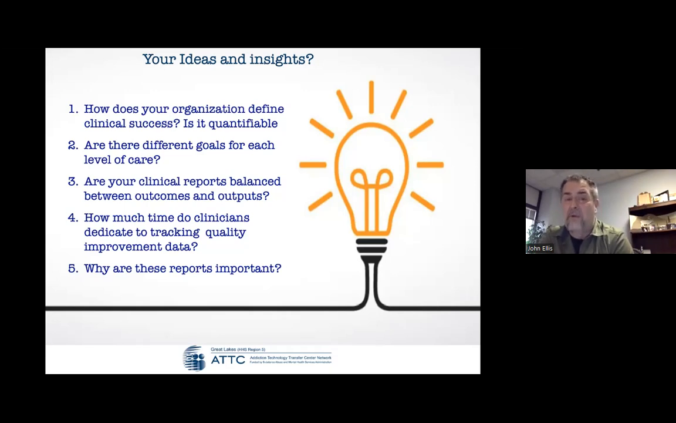So whenever we come up with an outcome, we need to come up with something that is simple and measurable, or we need to look at what piece of documentation we can jettison because we really don't use it, and then insert one of these clinical outcome type of pieces. And then, why are these reports important? So I guess that's really all I got for this.